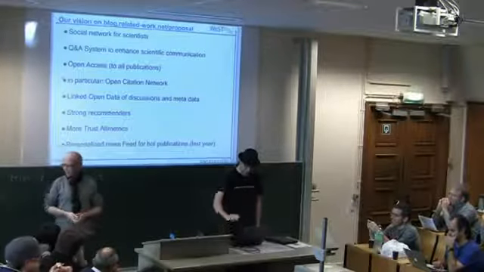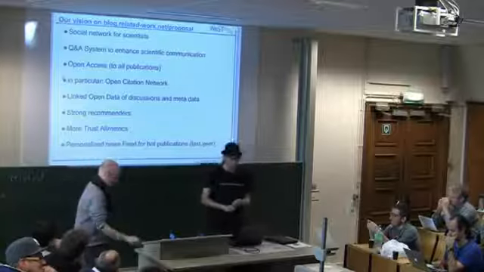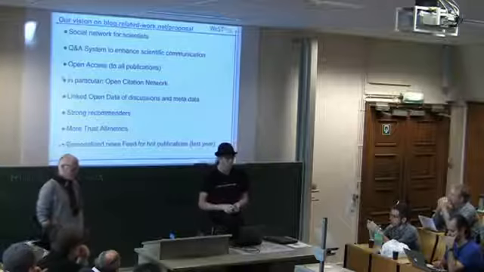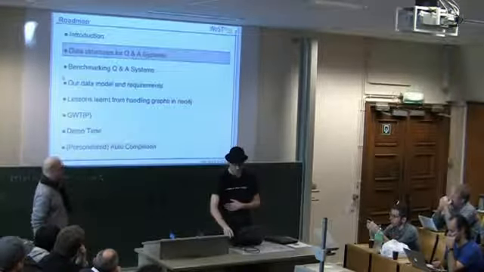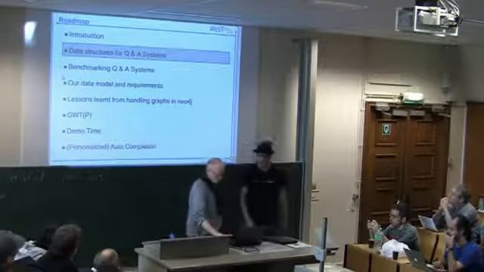So anyway, we want to do the strong recommendations. We want to really work on the altmetrics movement, so create more trust with these kinds of metrics and don't rely on the peer reviewing, and have personalized news feeds. So now I think it's really time to go to the data structures for the Q&A system and our first benchmark.